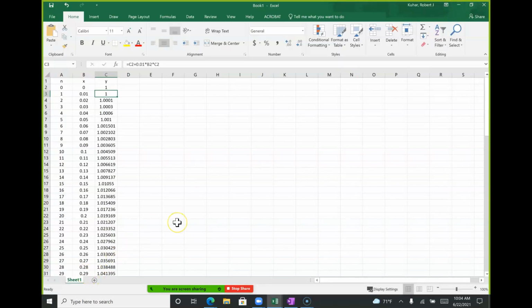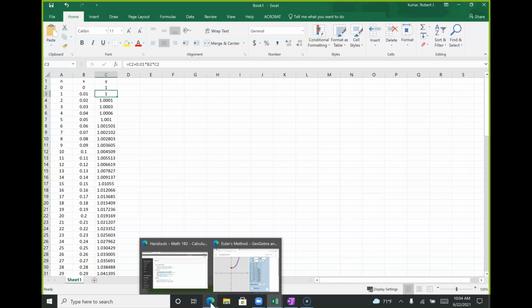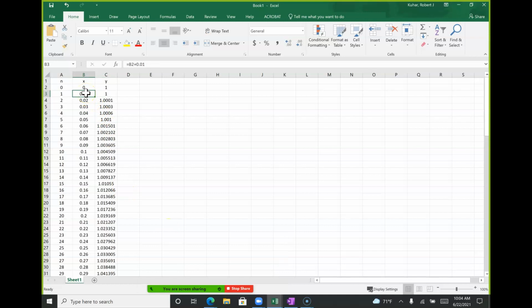How'd you do? So I'm having trouble inputting, I guess, B2. Yeah, equals B2, right? Equals B2 plus 0.01. Equals B2. And I don't know if you can see it here on my page, I've got it highlighted. So in cell B3, I'm writing equals B2 plus 0.01.